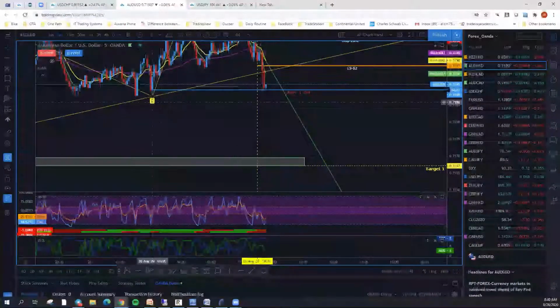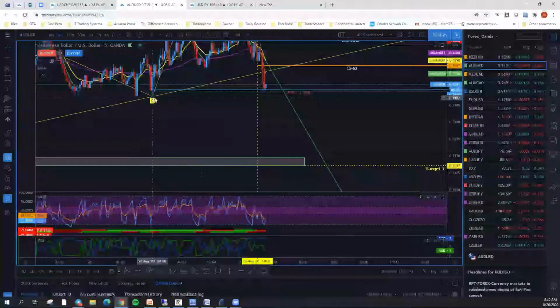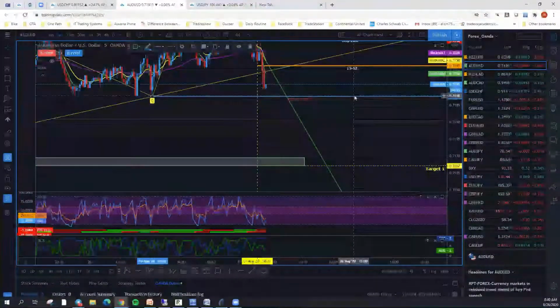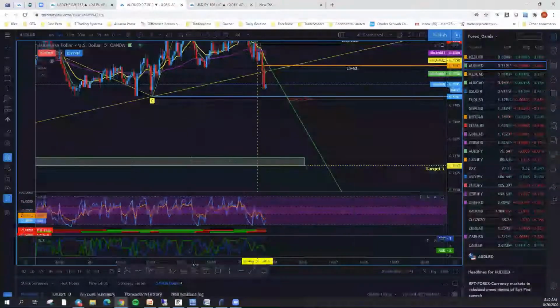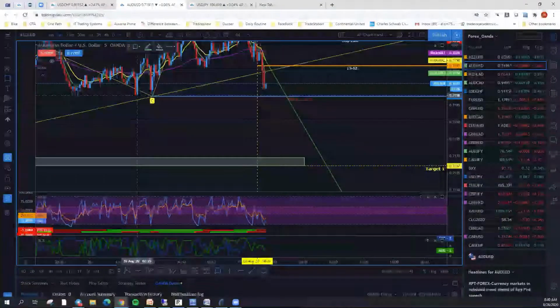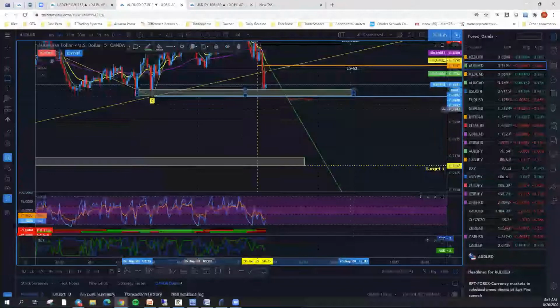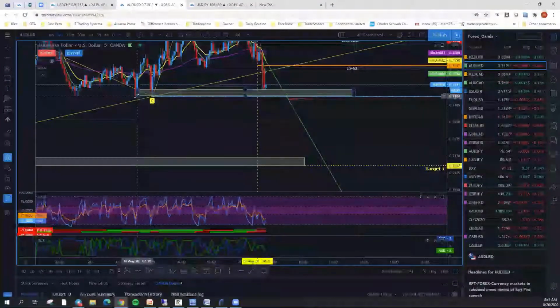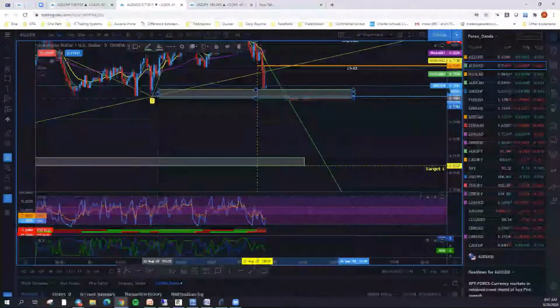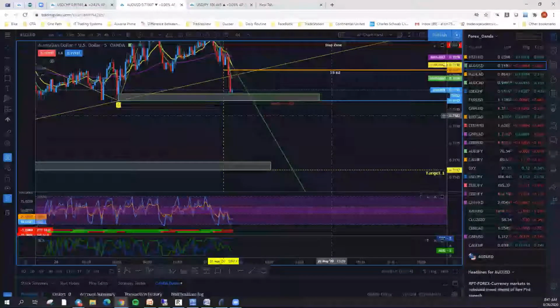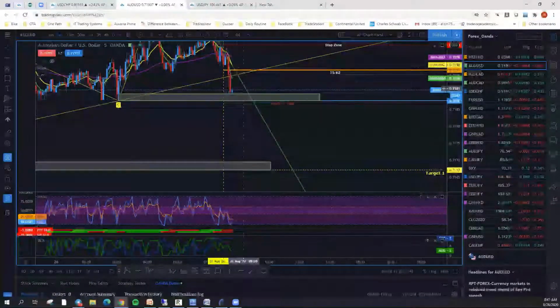Let's see if this thing can break. Right now we have a little bit of a wick over. We have a wick. This is a zone that needs to get broken right in here. We did have a low right here. Yeah, see this area get broken. If not, it's just going to be a head fake to the upside.